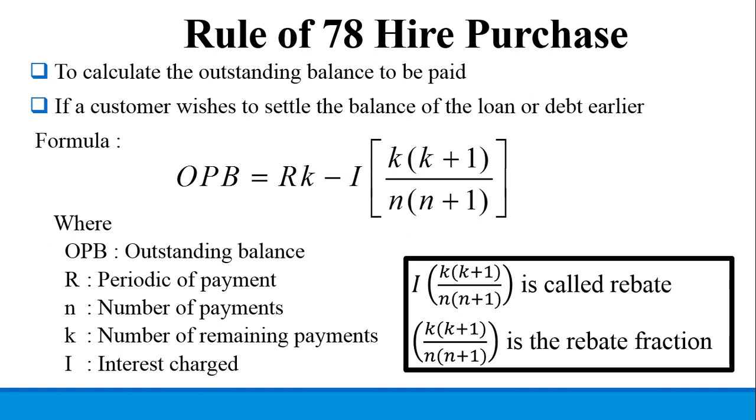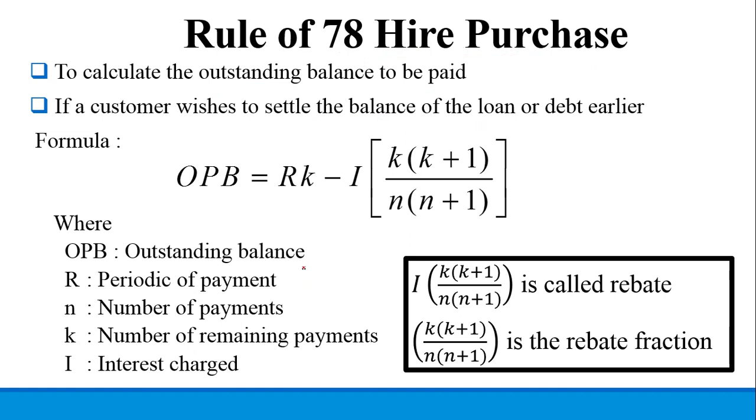Next is the rule of 78 hire purchase. What is this rule? This rule is used to calculate the outstanding balance to be paid. It means that if the customer wishes to settle the balance early, before, let's say, 48 payments are completed, you need to use this rule to settle the balance of the loan or debt early. So you use this rule of 78 hire purchase.